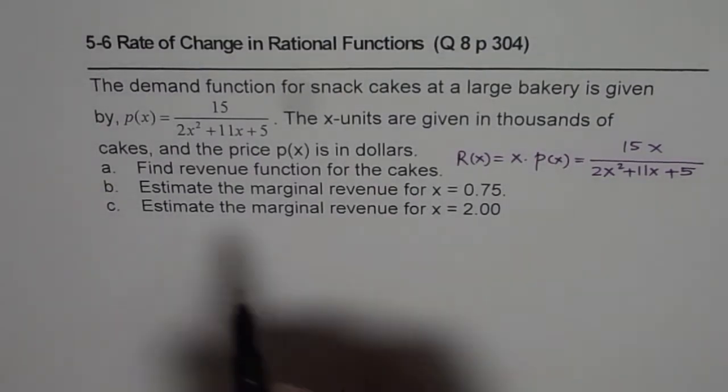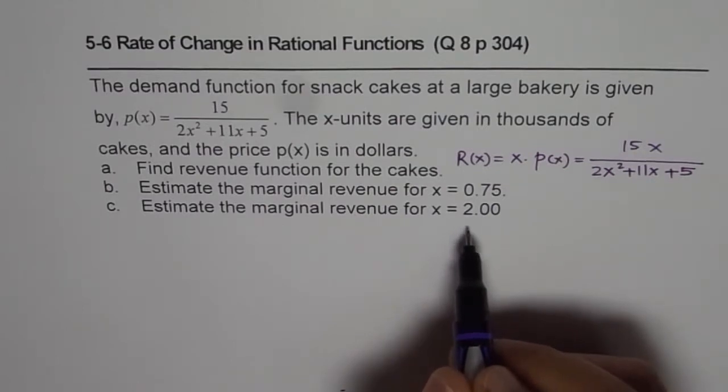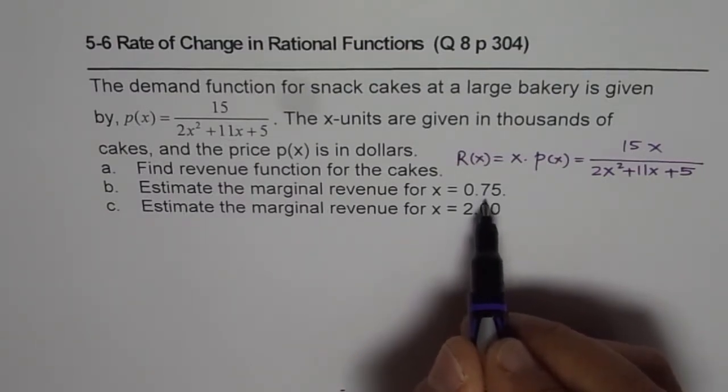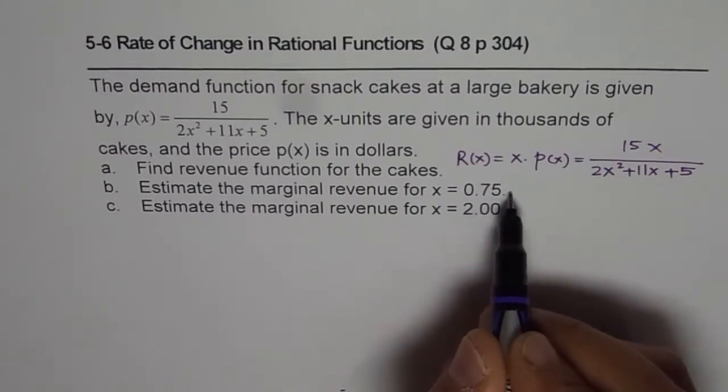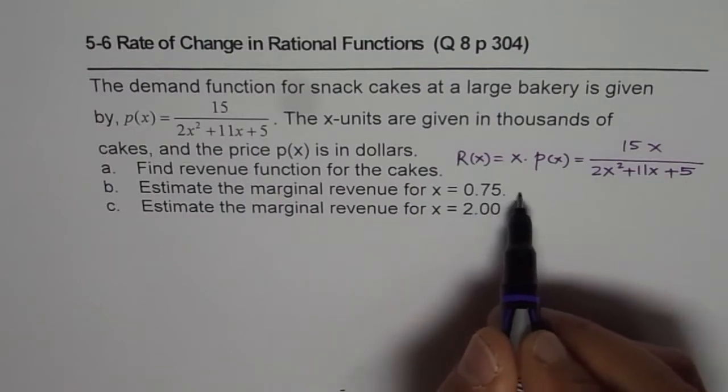And then we have to estimate marginal revenue at 2. That means the marginal revenue which you actually get when you sell the 2000th cake. So in that case I should have taken 749 cakes too.